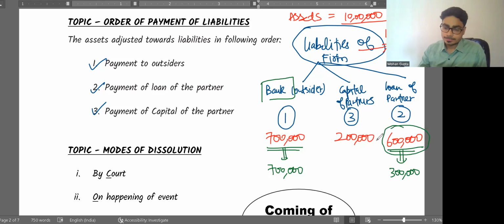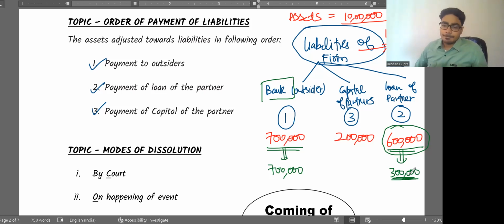Okay, and what about the remaining 3 lakh? It will either be paid from the partners' pockets. Like, the partners don't pay out of their pockets. You can say that. It may be paid out of the partner's pocket if the partners decide, or it may not be paid at all. It will become the partner's loss.